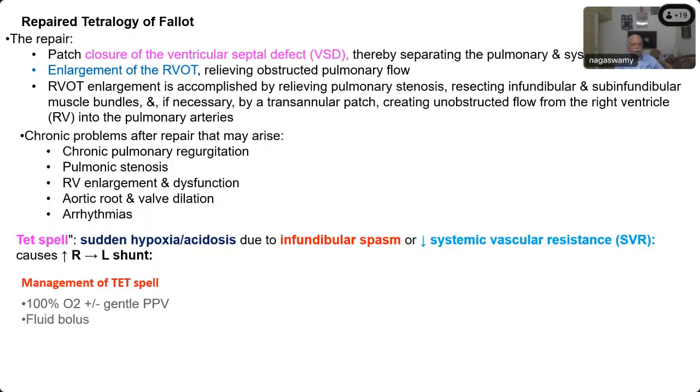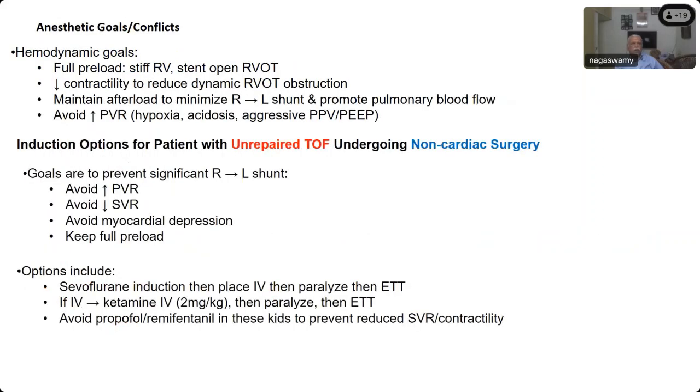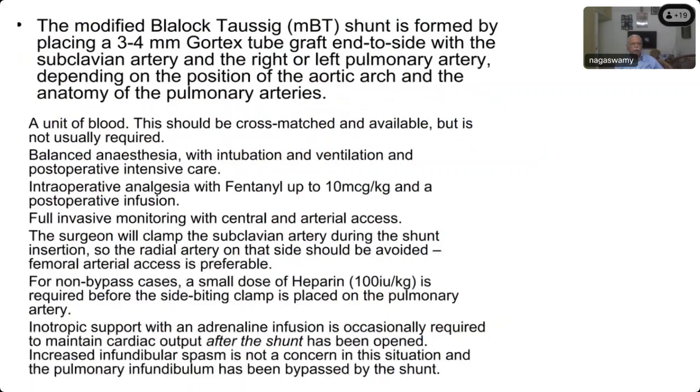Management: 100% oxygen, fluid bolus, sedation with morphine, knee chest position, phenylephrine, and propranolol 0.1 to 0.3 milligram to reduce the infundibular spasm. And the anesthetic goals in these patients, of course, we have discussed all these things: keep the PVR low, keep the SVR normal or a little above normal. That is the basic thing that you have to remember.